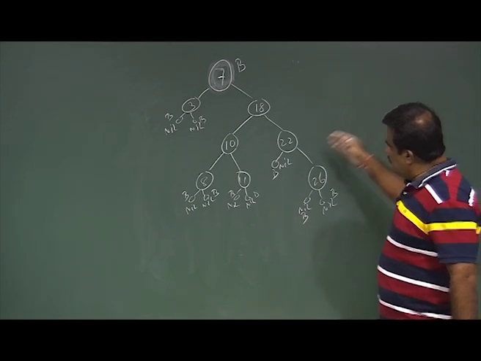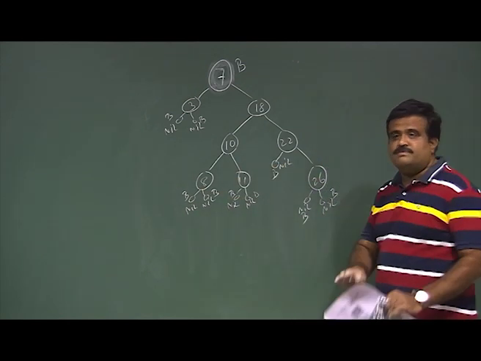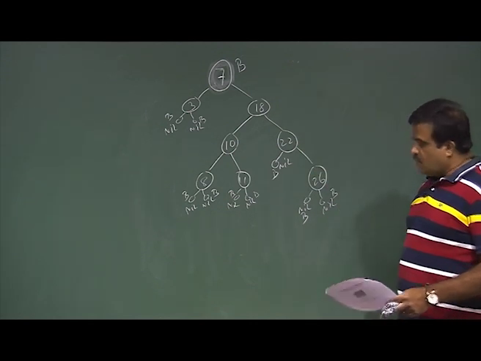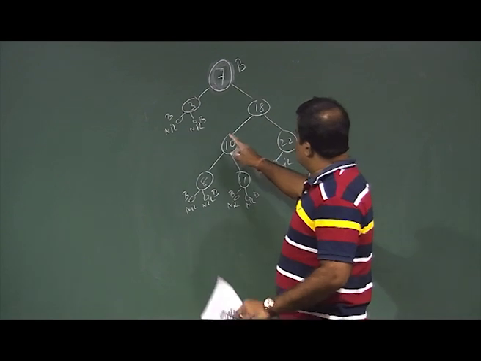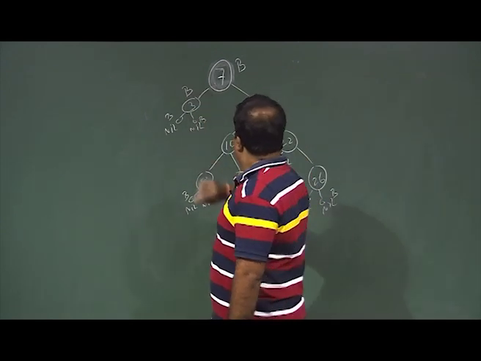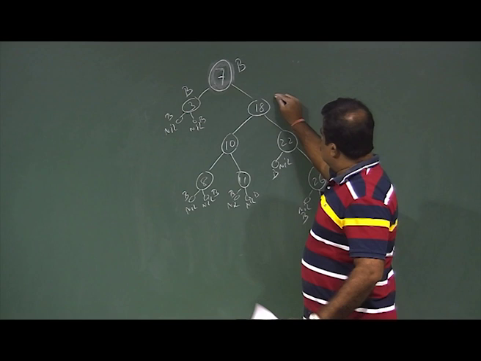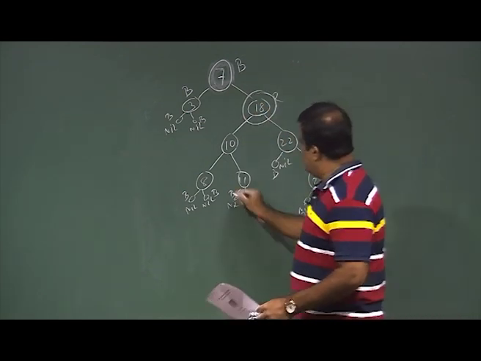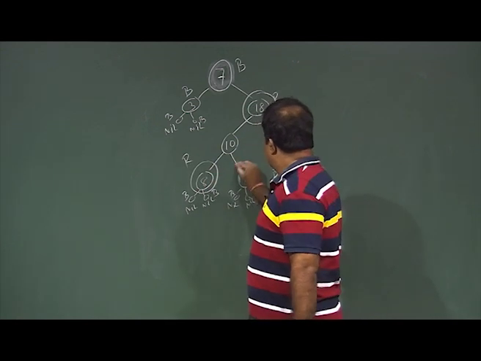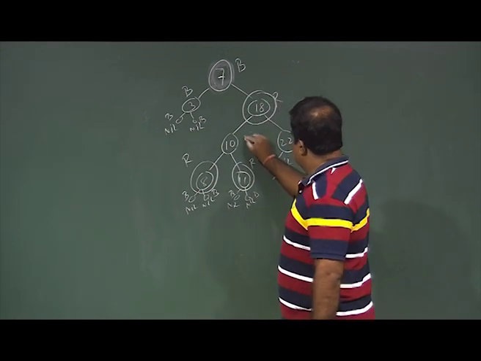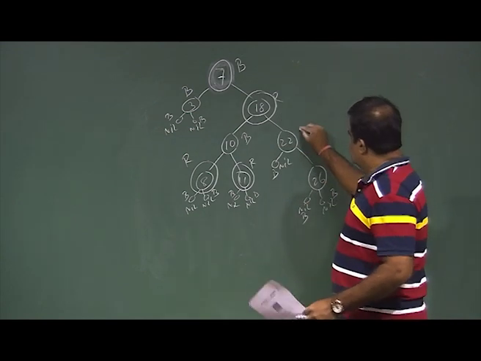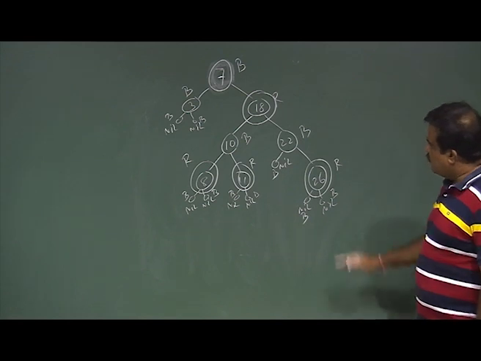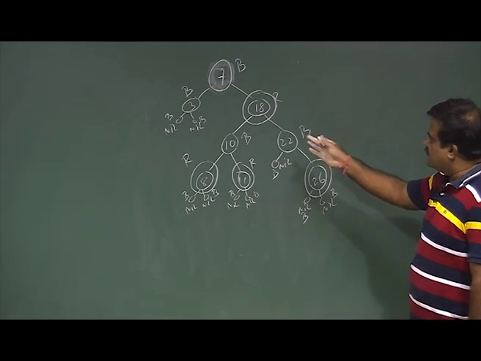Now, we need to give the color of these nodes, so that we must satisfy those 6 properties. So, which color do we give to this node? We can give this node black, and this node red, and maybe this node red, this node red, this is black, this is also black, and this is red. We can try this. We just suppose we assign these colors.